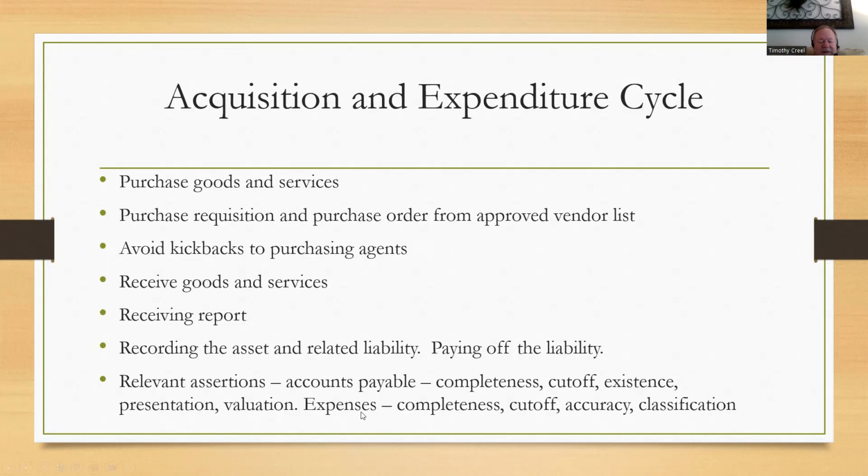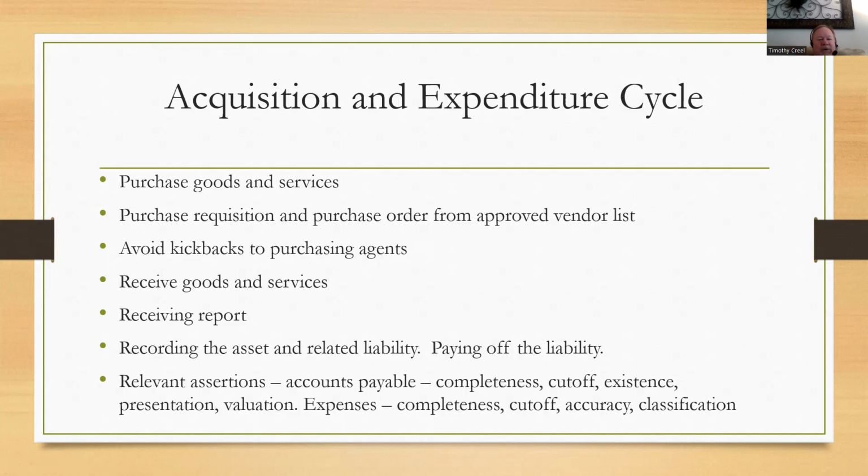Now, with expenses, you're looking at completeness: is the transaction complete? Cutoff: is the expense recorded in the proper period? And one thing with expenses that you're looking at a lot as far as cutoff is the end of the period adjusting entries. Were they done properly? Think about it: the purpose of the adjusting entries is to make everything right before you process the financial statements, to adjust the expenses and revenues before you do the financial statements. Accuracy: are expenses recognized accurately?